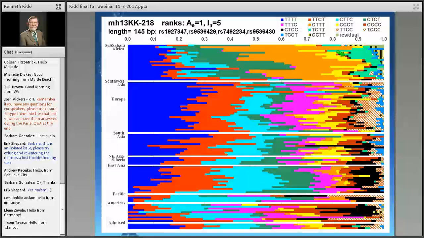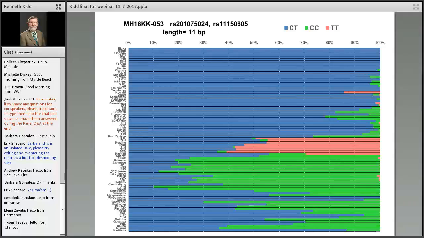Is this a high recombination area? This would certainly indicate that at least historically there was a very high recombination rate, and yet it's not a very large molecular distance.